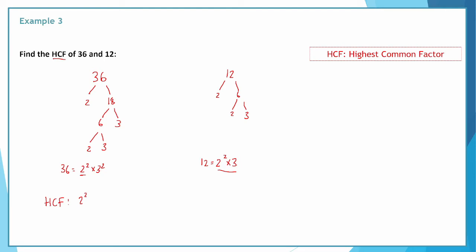So 3 is a lower power than 3 squared, so we're going to pick 3. And we know the HCF is going to be 2 squared, which is 4, times by 3, which is 12. And that's the highest common factor between 36 and 12. That's because when you do 36 divided by 12, that gives us 3. And of course, when we do 12 divided by 12, that gives us 1. So we know that 12 goes into both 36 and 12, and it's the highest number that goes into both. So that's what our HCF is.